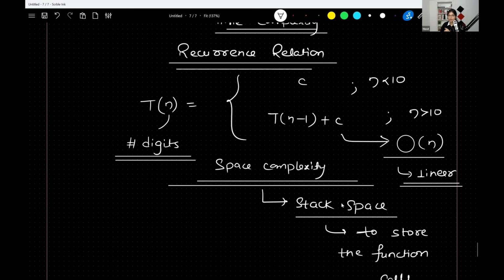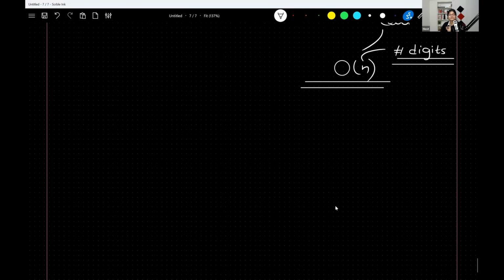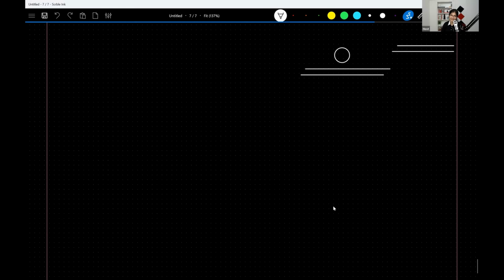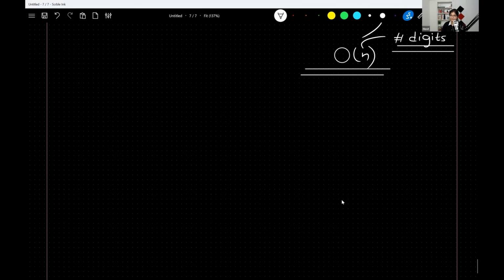So if you observe, for this case both the time as well as the space are linear complexity tasks, where n indicates the number of digits in the given number. Is this part fine? Shall we move ahead to the next important part?